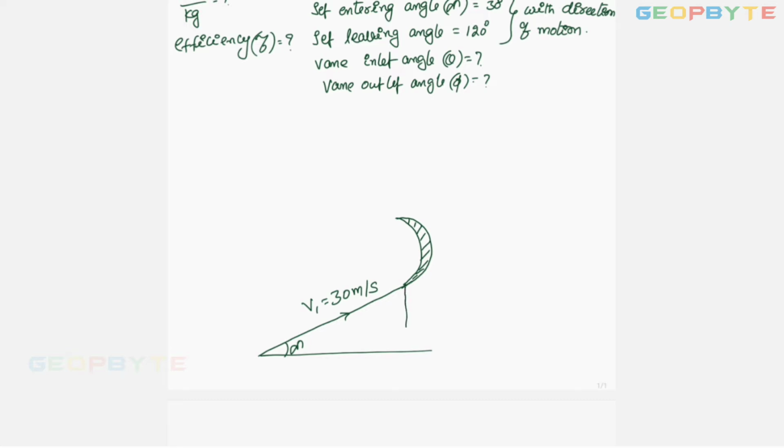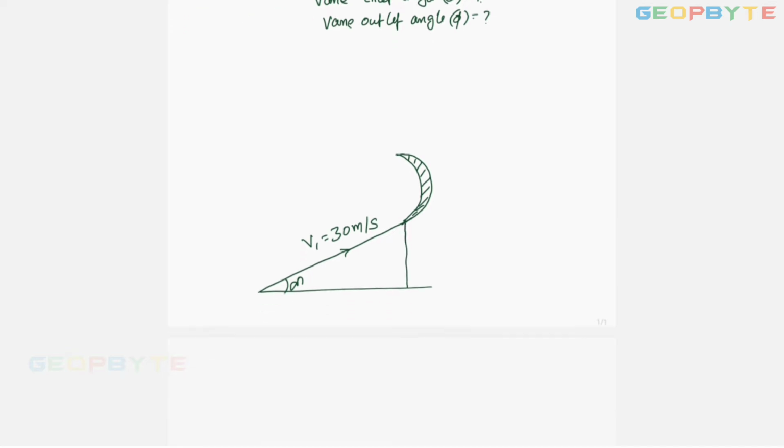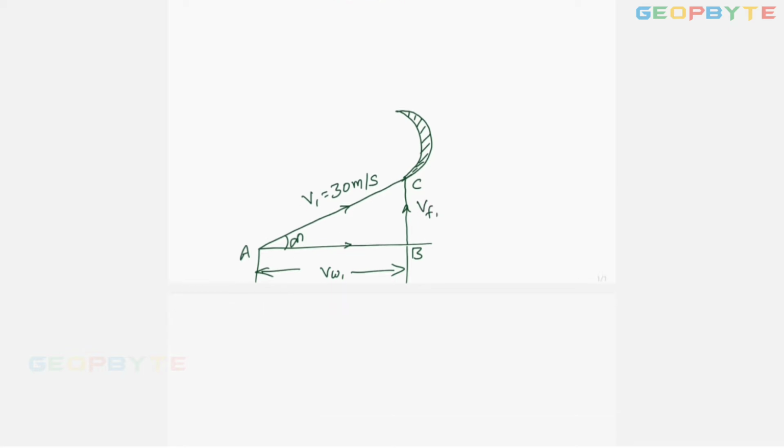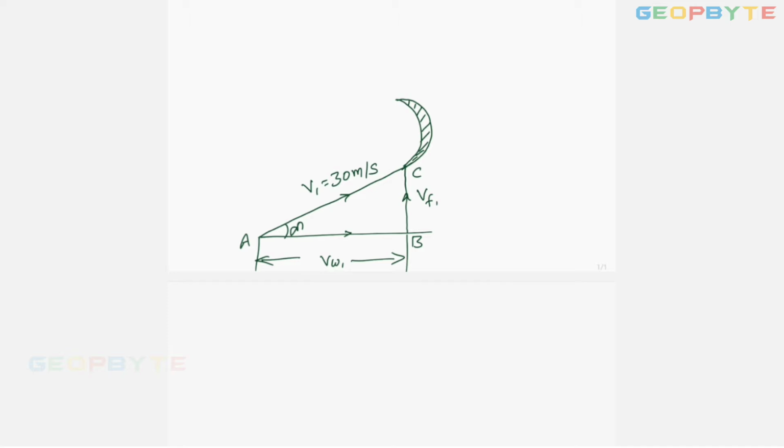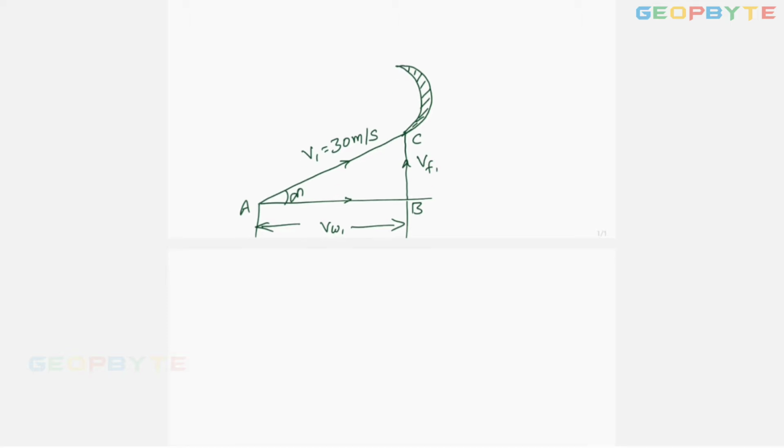Therefore, it is developing two components of velocities. AB be the horizontal component of velocity, BC be the vertical component of velocity. This horizontal component of velocity is denoted by Vw1, and the vertical component of velocity is denoted by Vf1. First let us complete this triangle. Let us take the triangle ABC.